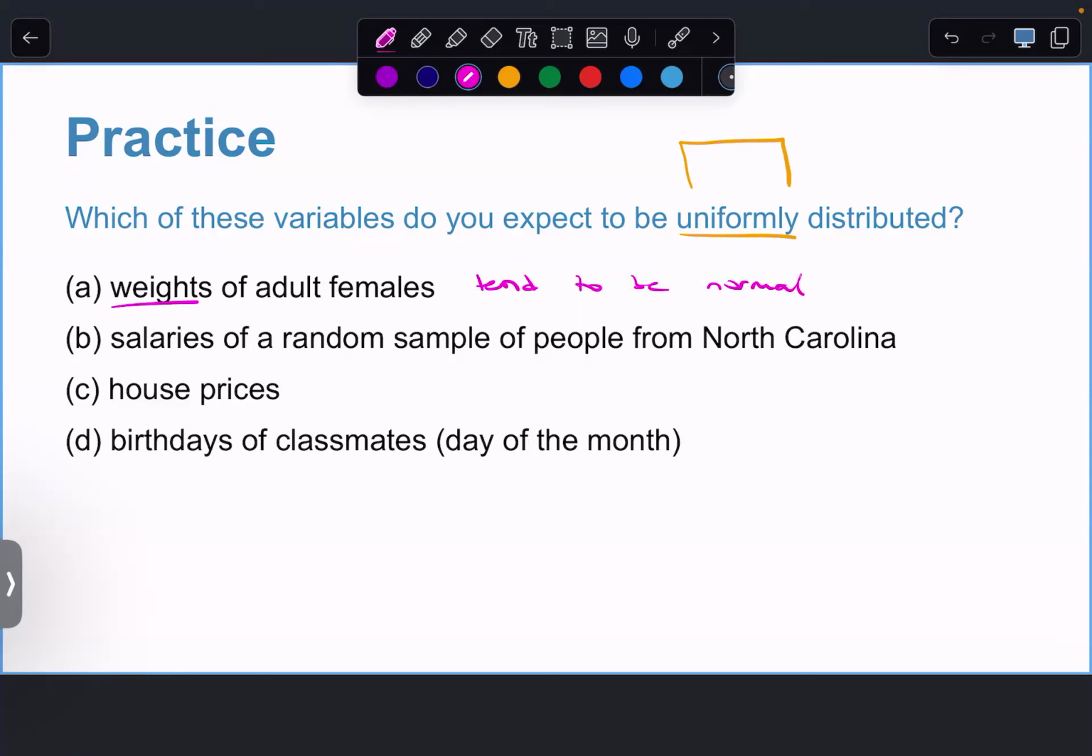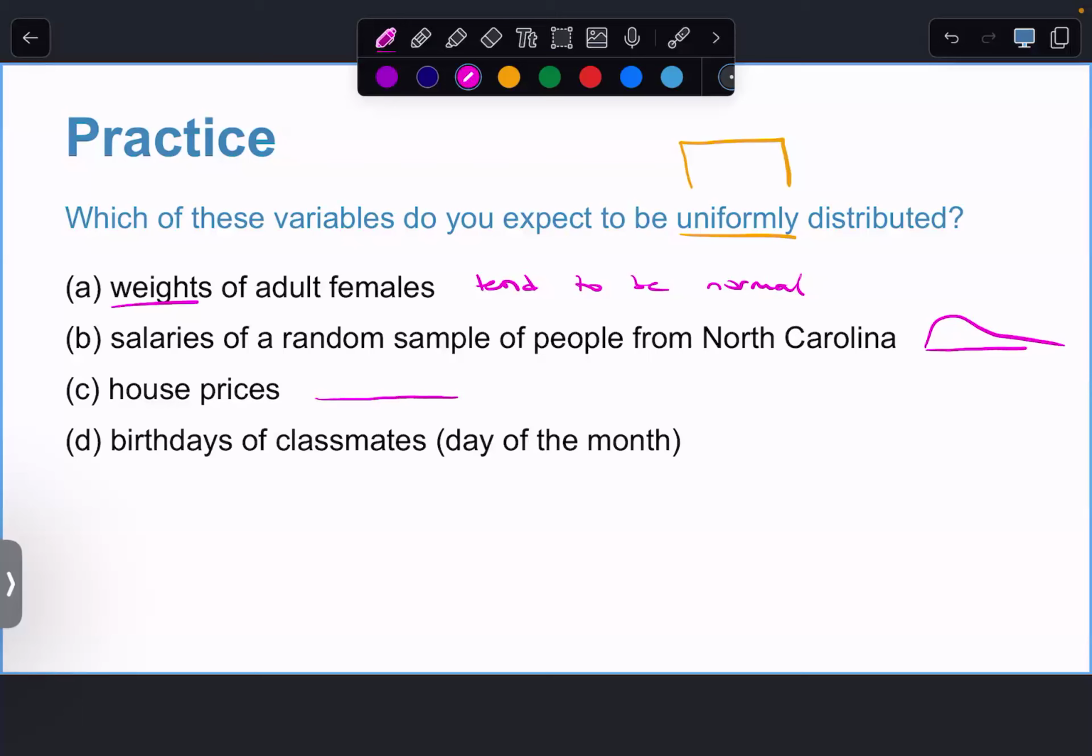Hard to answer this question without this background information, but one of our main things to keep in mind is that anytime we have money, salaries and house prices and prices in general, they tend to be skewed in which direction? Skewed to the right, right? A lot of prices, I guess for income especially. Let's think about income because house prices are a little bit different. What would you expect the salaries to look like? Something like that, right? Skewed to the right.